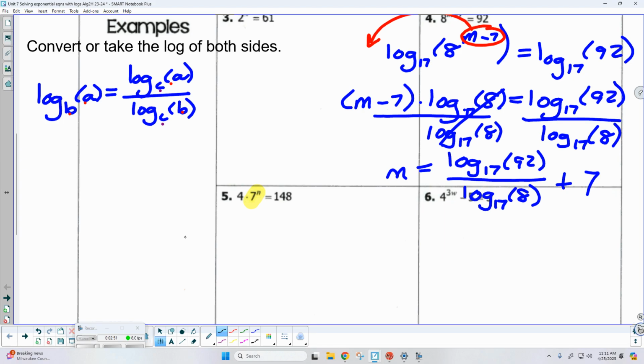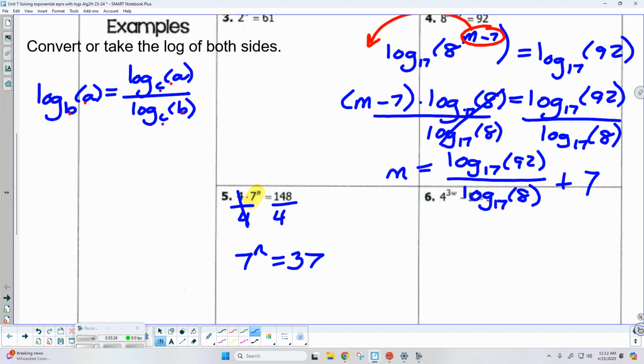Okay, so somebody help me out. If I go ahead and divide through, those are going to cancel. So 7 to the power of n is equal to, what's 148 divided by 4? A little higher. 37. There we go. That's a horrible 7. I can do better. There we go. 37. 148 divided by 4.